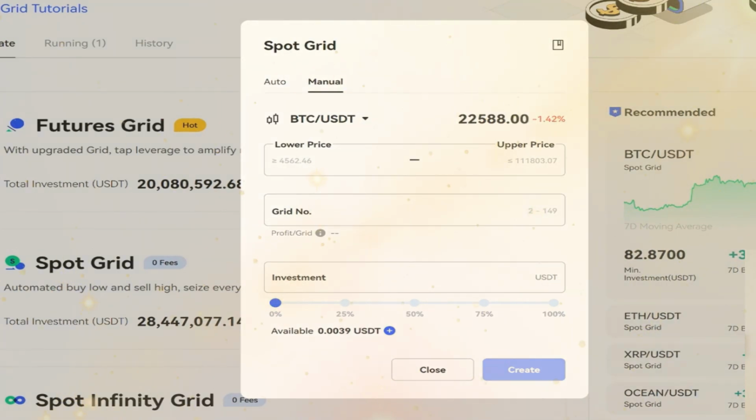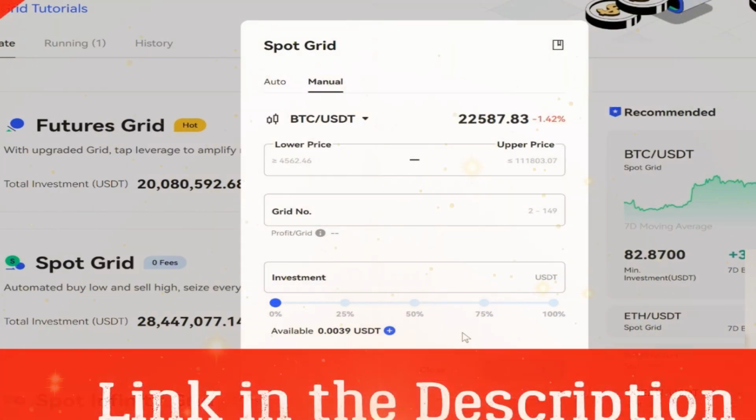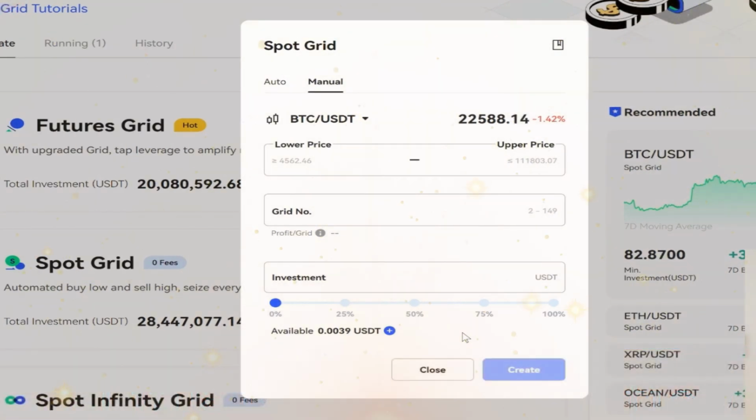And the grid number is how many trades you want the robot to make. And in here, you can decide the amount of money. You have to have money in your account and you have to have a BingX account. If you don't have one already, you can create an account using the link they leave you in the first comment and in the description. In that way, you're going to reduce the fees.